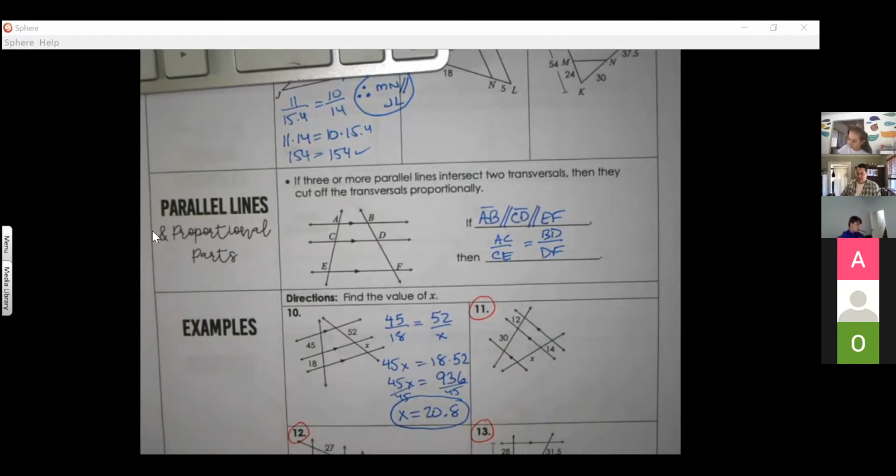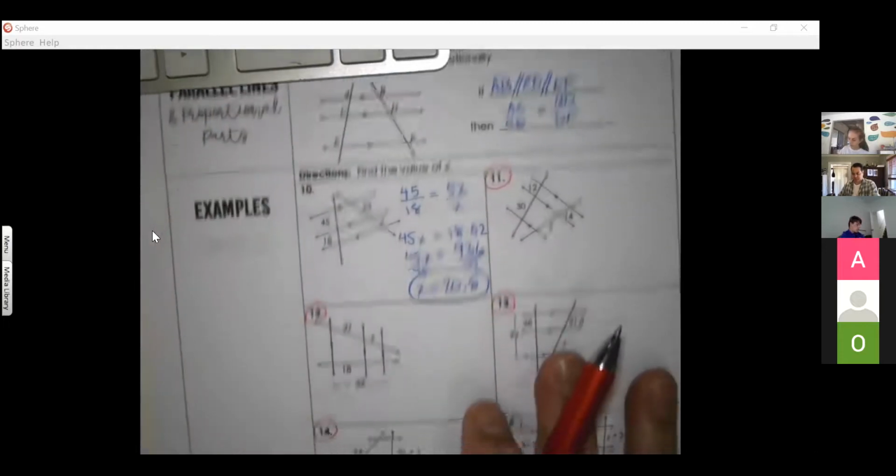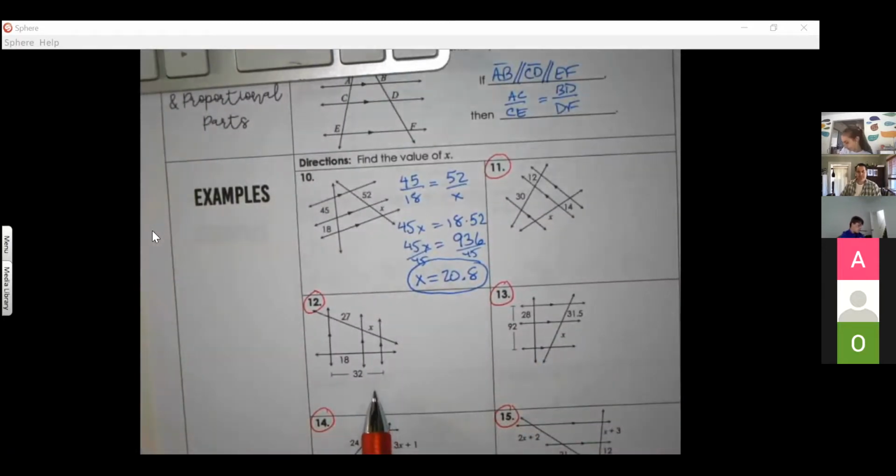Well, let's look at number 12. Let's do number 12 together as well. How's this one different? Can I get somebody new to set up this proportion for me?